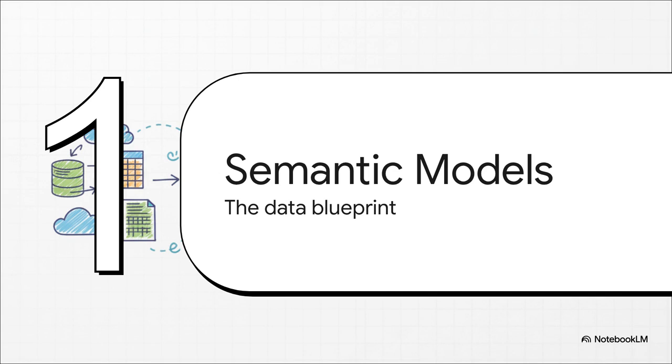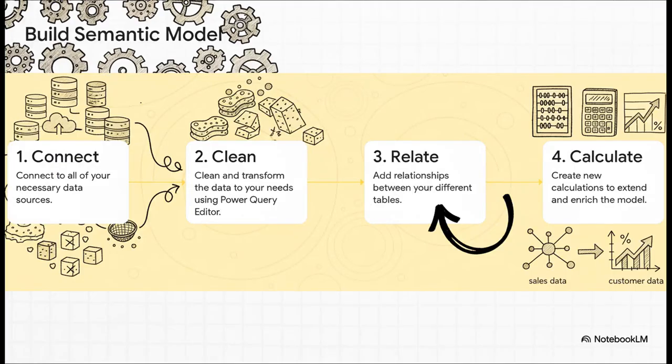Well, it's a pretty straightforward four-step process. Building this model is a logical flow. You start by connecting to your data, and it doesn't matter where it lives. Then you clean it up. You use tools like the Power Query Editor to fix any errors and get it into the right shape for analysis. After that, you create relationships between your tables. So you're basically teaching Power BI how your sales data talks to your customer data. And finally, you calculate new metrics like year-over-year growth to make your model even richer.